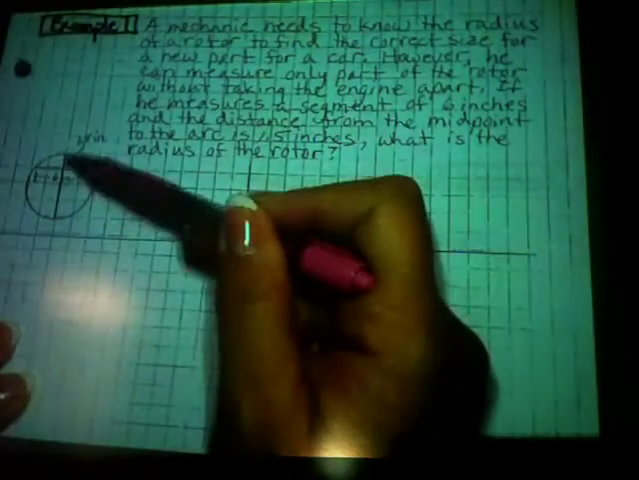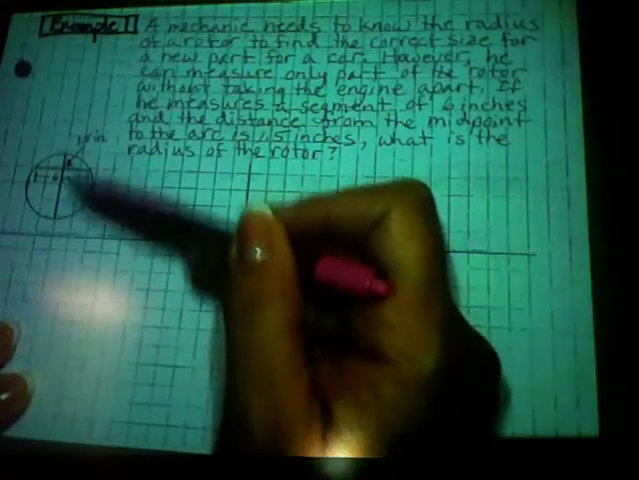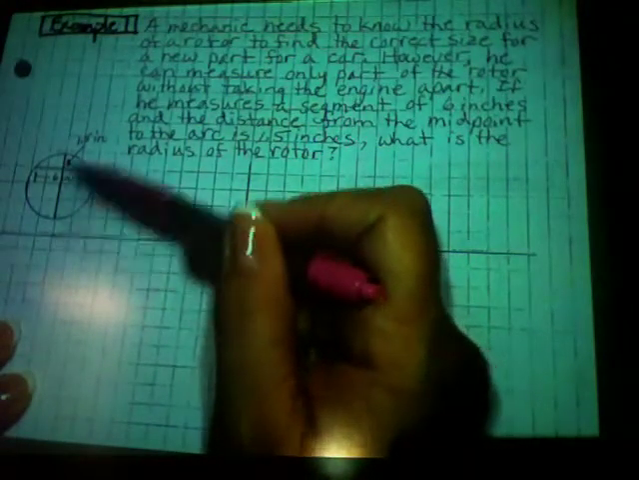If he measures a segment of 6 inches, and the distance from the midpoint to the arc is 1.5 inches, what is the radius of the rotor? So he was able to measure this part of the rotor all the way across is 6 inches, and this part right there is 1.5. And that's the midpoint to the arc. So what they're implying is that this particular secant or chord goes through the center of the circle, doesn't it? So isn't this a diameter?